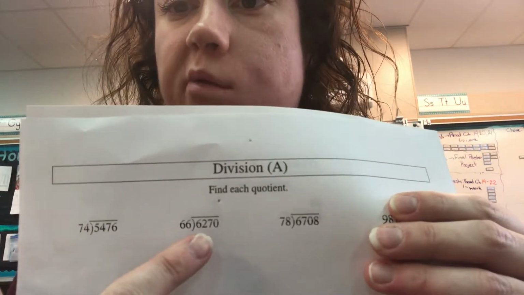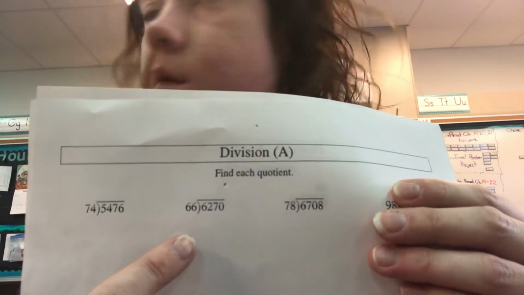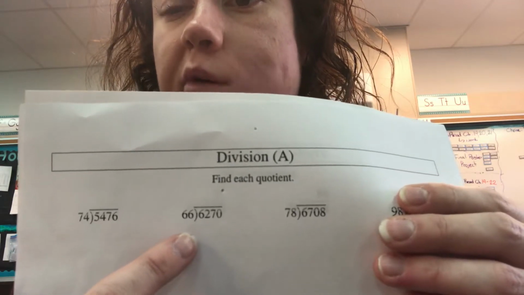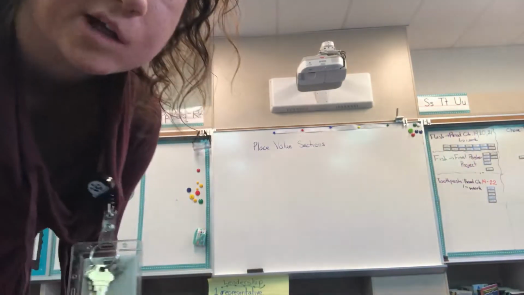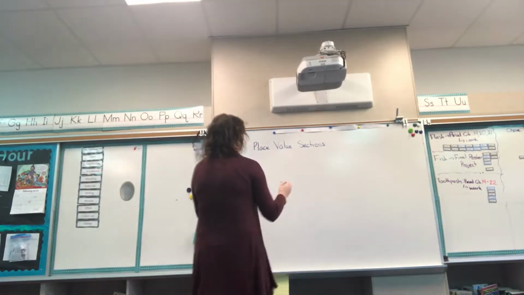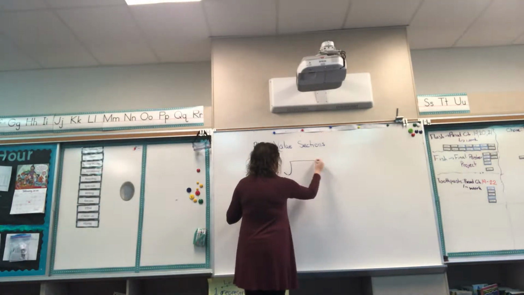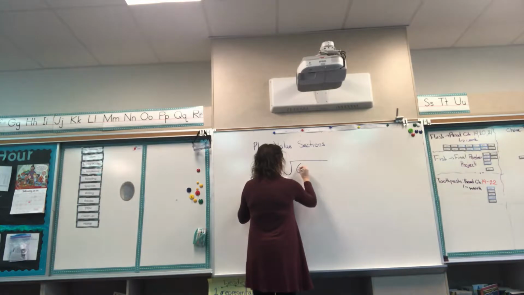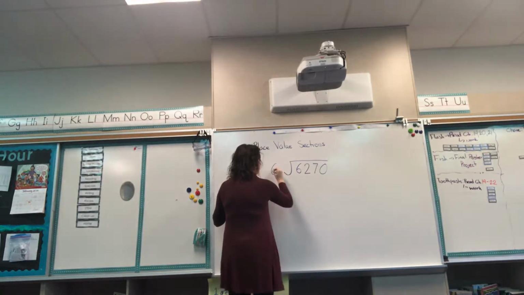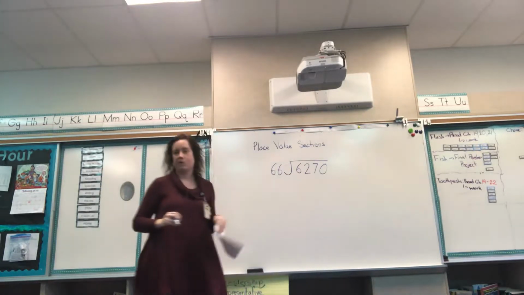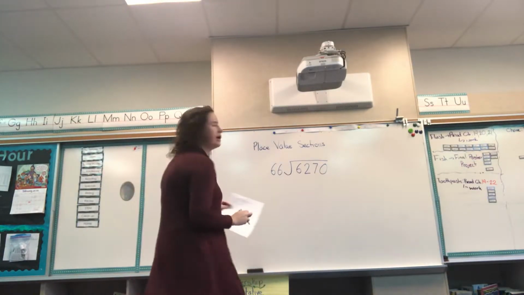I'm working on the second problem right here, and this will be the place value sections method. I have it written on my board, so I'm just going to go ahead and write up 6,270 divided by 66 and start using the place value sections model. I've written my problem up, so now I'm going to start my model.